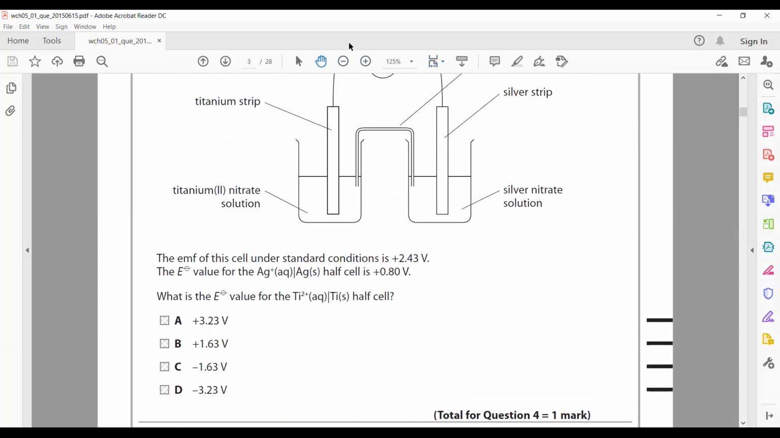So how you'll work out, look, you have the formula: electrode potential of a cell equals reduction minus oxidation. If you think A is the right answer, you compare A with silver. When you compare titanium with silver, because titanium has the higher value, reduction happens for this and oxidation for the other. So it will be 3.23 minus 0.8. What's the answer to 3.23 minus 0.8?